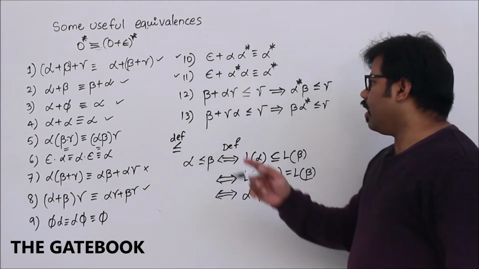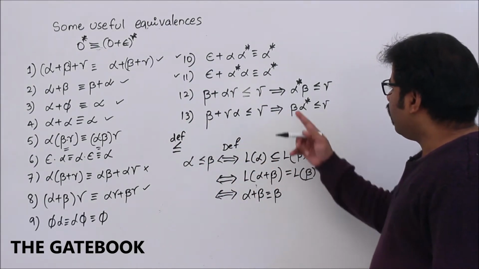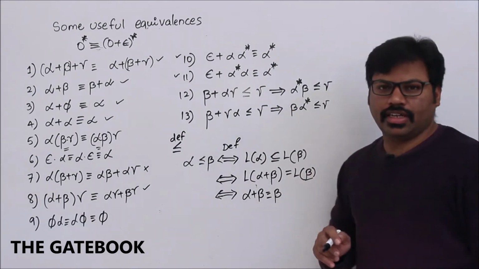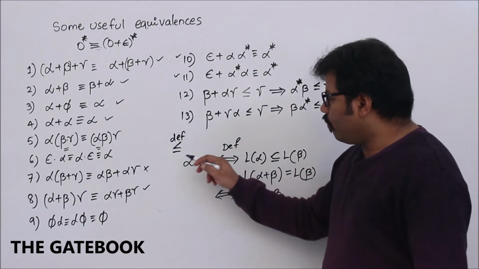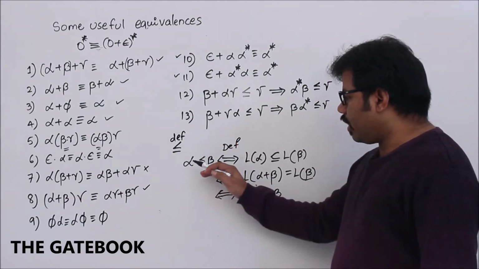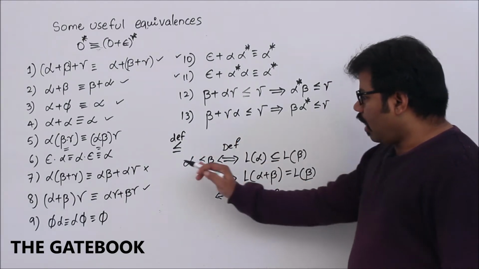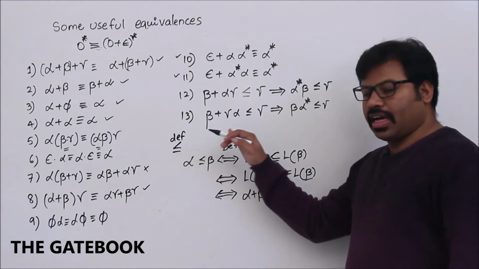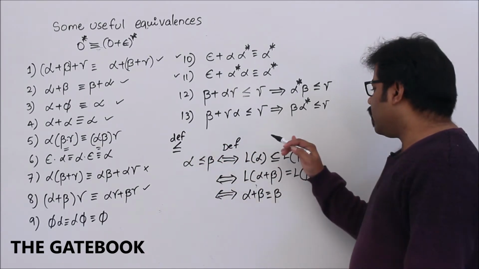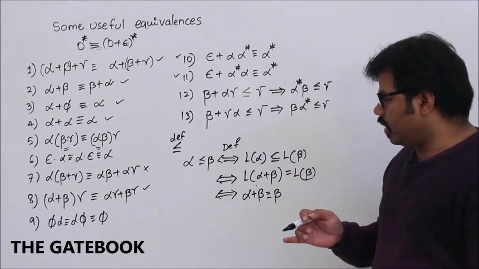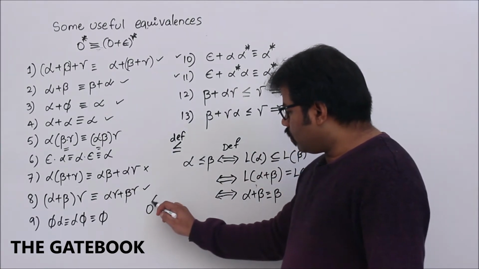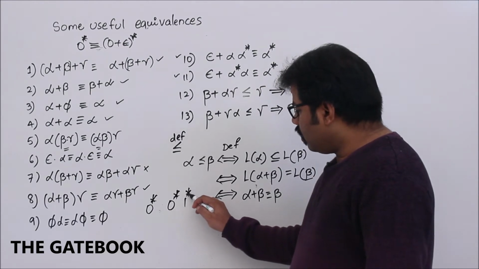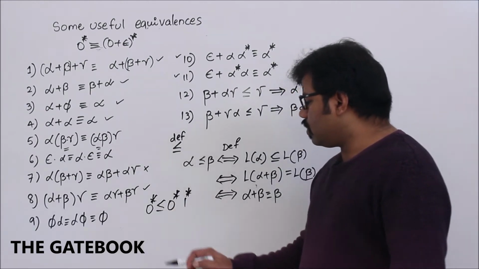Beta plus alpha gamma is less than or equal to gamma if alpha star beta is less than or equal to gamma. First of all, I define what is less than or equal to. Okay, so less than or equal to is a relation between two regular expressions, and it is defined like this: alpha is less than or equal to beta if the language represented by alpha is a subset or equal to the language represented by beta. It is easy to understand, correct? For example, 0 star and 0 star 1 star. You see, 0 star is less than or equal to 0 star 1 star.